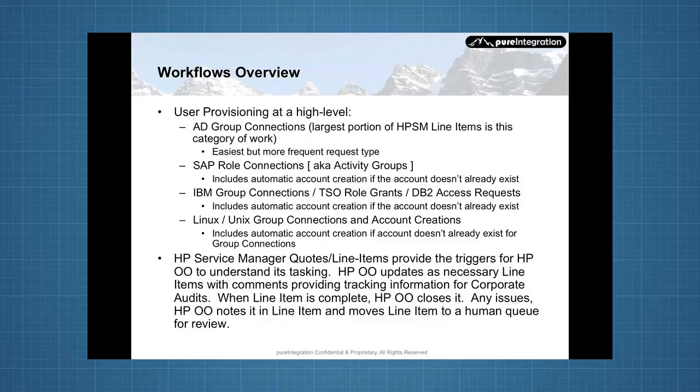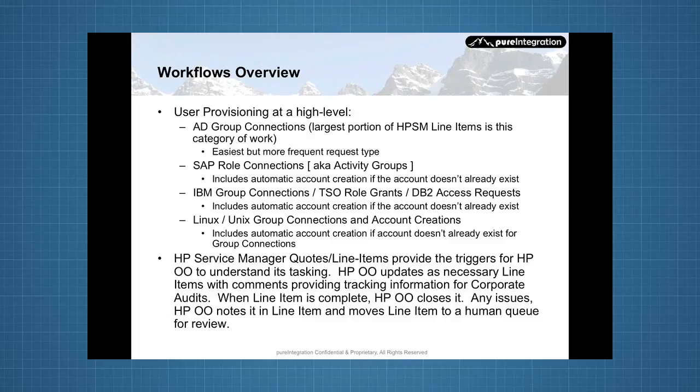So at a high level, the flow does this. It does AD group connections. It does SAP role connections. It does IBM group connections, including TSO role grants and access to databases on the IBM. It also does group connections for Linux and Unix, as well as account creations over there. For SAP and IBM, if the role connection is being done for an account that doesn't exist, it'll automatically create the account, and it will send the user an email with their account information, including a default password that's created for them automatically, and they have to change it the first time they log in.